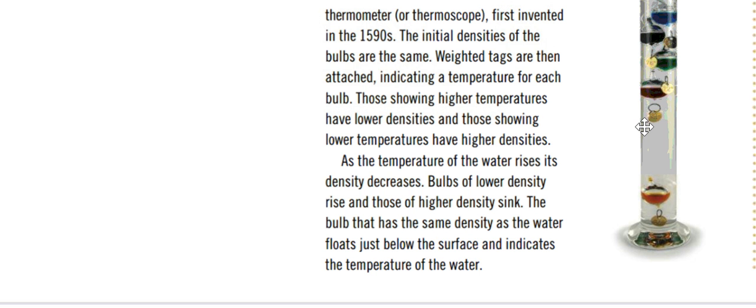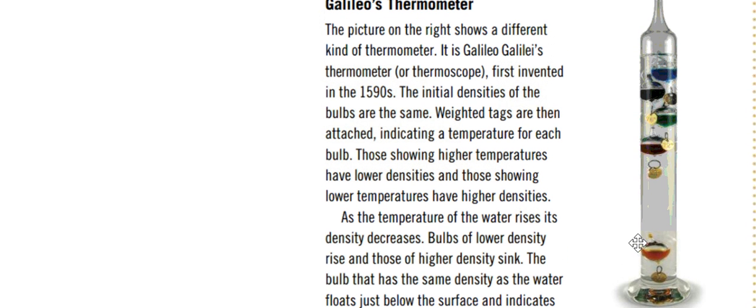As the temperature of the water rises, its density decreases. The bulbs of lower density rise, and those of higher density sink. The bulb that has the same density as the water just floats just below the surface and indicates the temperature of the water. So depending on how warm or cold it is, these little colored glass balls inside move up and down based on their density. And so we know what temperature it is because each of them has a little tag that has a temperature. So we know what the closest temperature is by looking at the ball that is closest to the top of the water, to the surface, and that is approximately the current temperature in the space that this thermometer is located in.